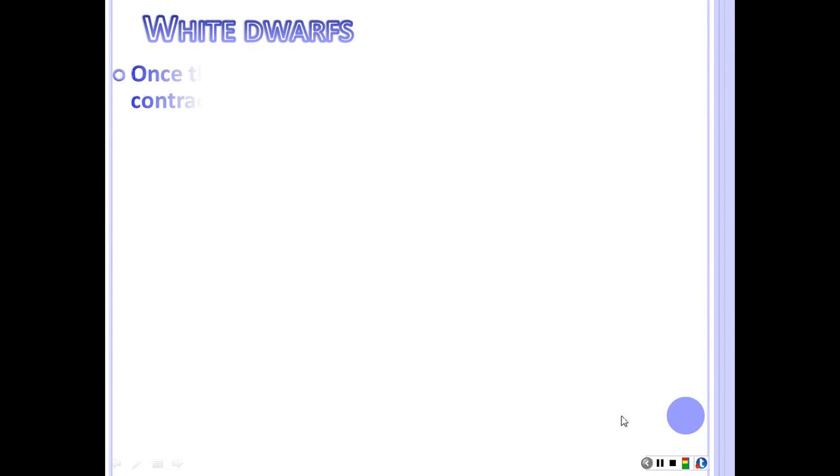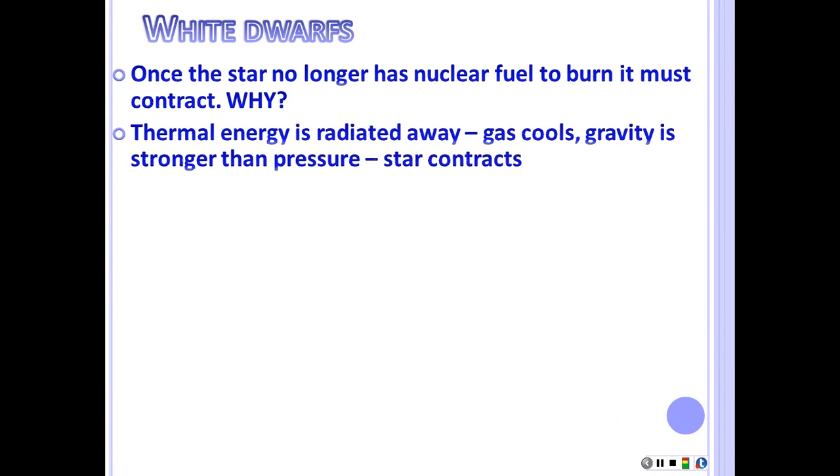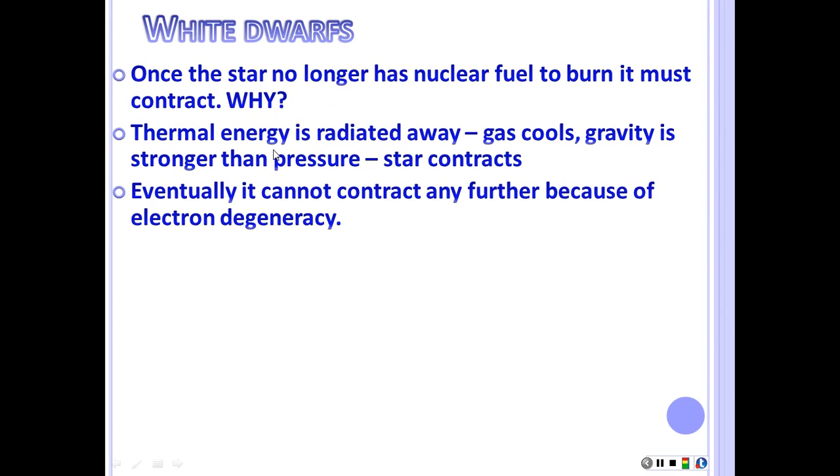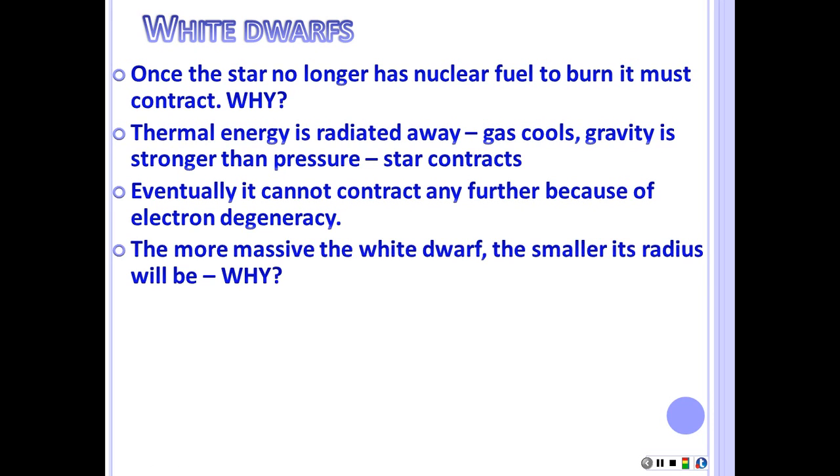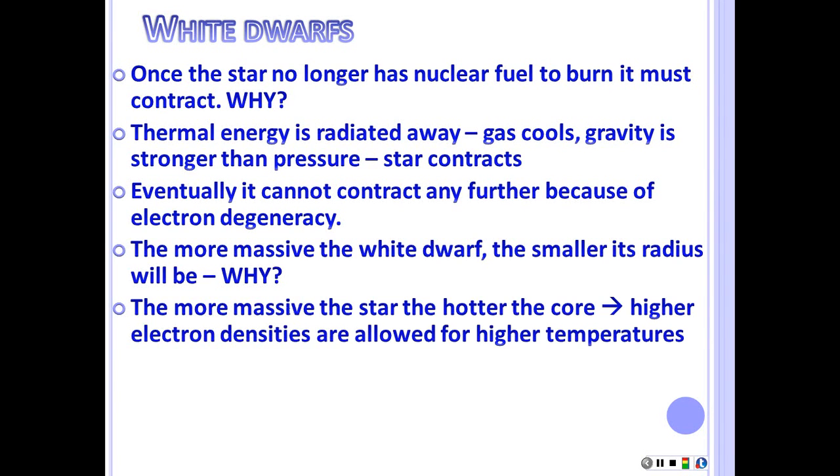But we're really talking about white dwarfs, so this is where we've no longer got any nuclear fuel. It's contracting, radiating its thermal energy away until eventually it can't contract any further, and it has electron degeneracy. But the more massive the white dwarf, the smaller its radius. This is because at higher temperatures you have more options. Your Maxwellian is such that you have more momentum space. You have more options of velocities that your electrons can have, so you can get them closer together in space.